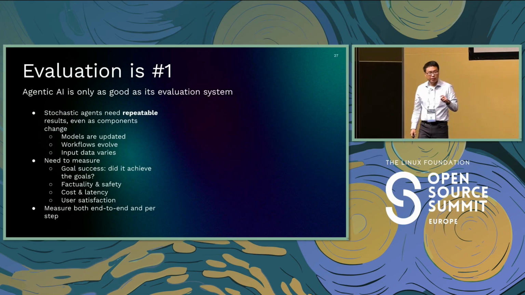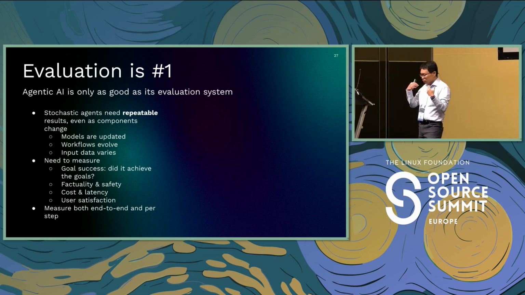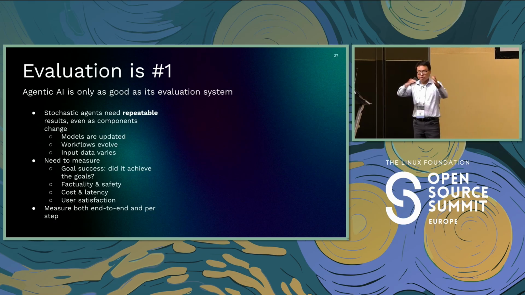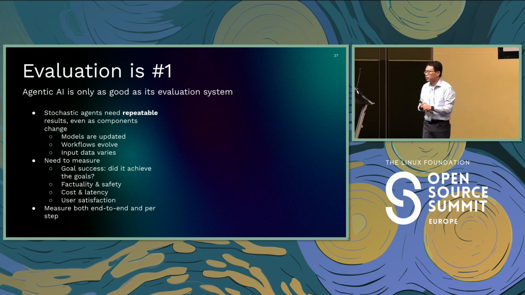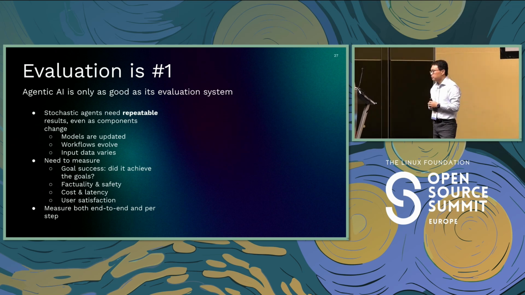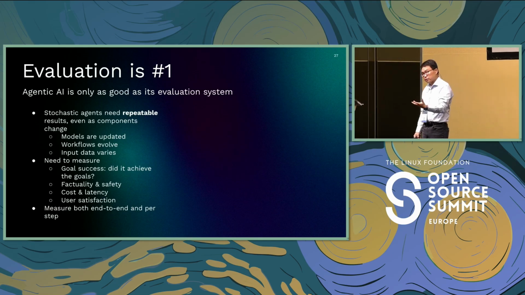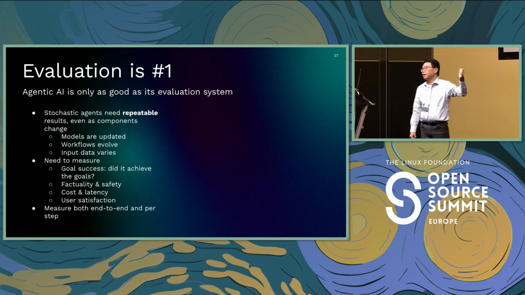The other point I would want to make is that every single agentic system that I've seen deployed successfully has very good evaluation systems, right? With stochastic systems, you need to create repeatable results even as components change. You might be updating your workflow or your model, and your input data is going to vary. So you need to measure a bunch of different things, both holistically end-to-end as well as each step. What's really important when you're starting to build an agentic system is I would recommend you start by building an evaluation system, right?